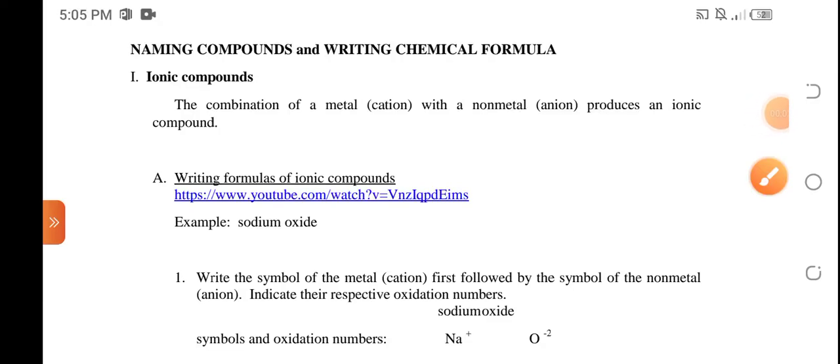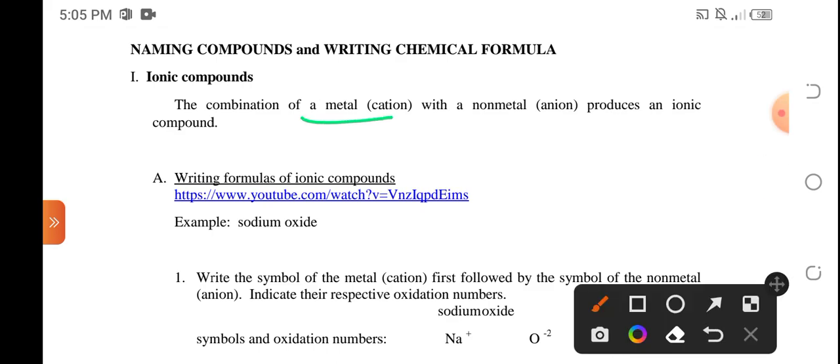Okay, for naming compounds and writing of chemical formulas, we have first to discuss the ionic compounds. When we say ionic compounds, this is composed of a metal, which is usually the cation, and a non-metal, which is the anion. Pag sinabing cation, may charge siya ng positive charge. And for anion, negatively charged.